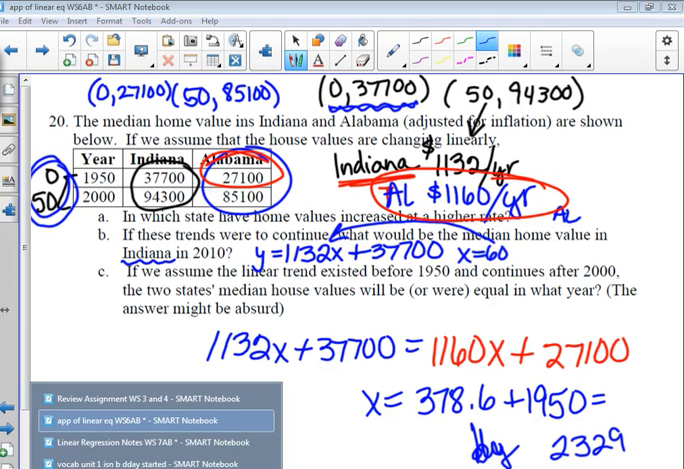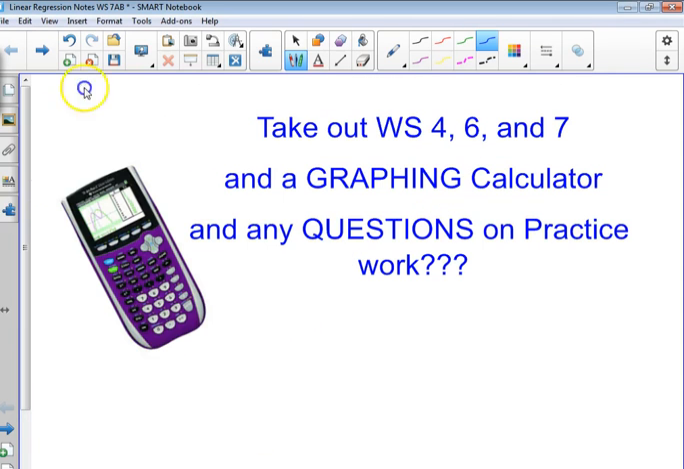All right, we are going to learn about technology today. We're going to do regression equations on our calculator, and I have a couple comments, okay? Everybody needs a graphing calculator. If you have a different one you're going to use for homework, try to remember to bring that one so that you learn how to do it on that calculator as well.